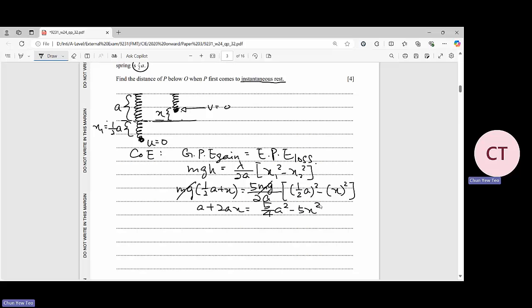Okay, so we will have a quadratic equation over here. I multiply everything by 4. I get 4a plus 8ax equal to 5. Oh, sorry, this is a squared. Okay, so this is 5a squared minus 20x squared. So you have 20x squared plus 8ax minus a squared equal to 0. So we try to factorize it. You have a 2a here, a 2x over here.